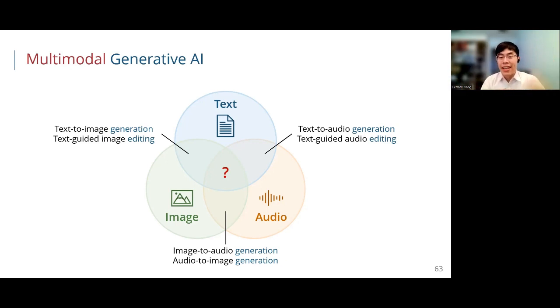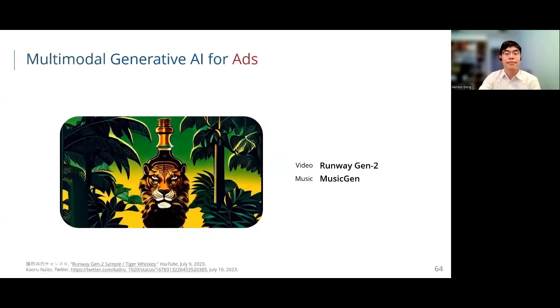So remember at the beginning, I showed the video generation example for the India city, like a tourism video. So now I can also show you another example of an advertisement for whiskey. The video is generated by Runway Gen 2. And the music is generated by MusicGen, which is a state-of-the-art music generator.